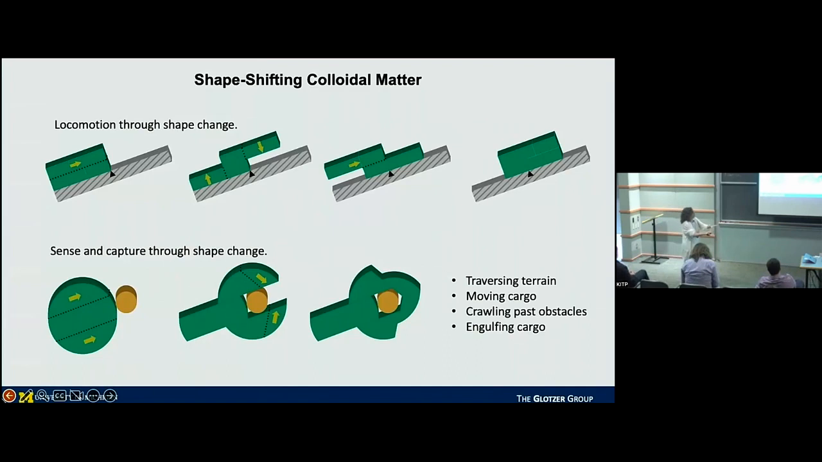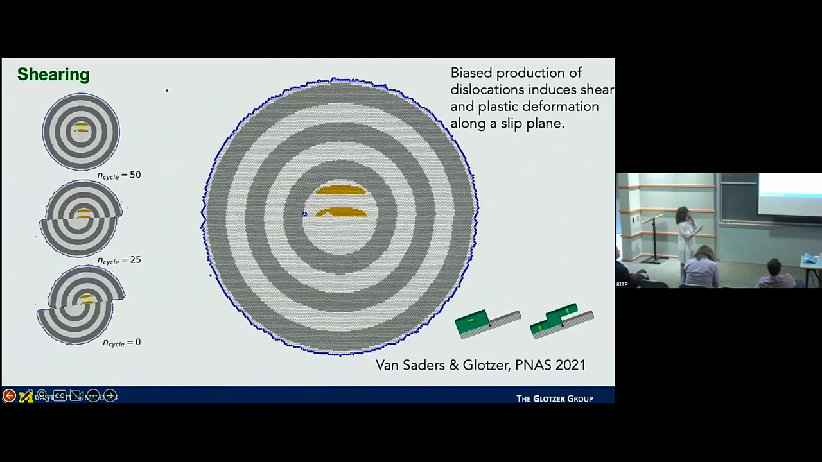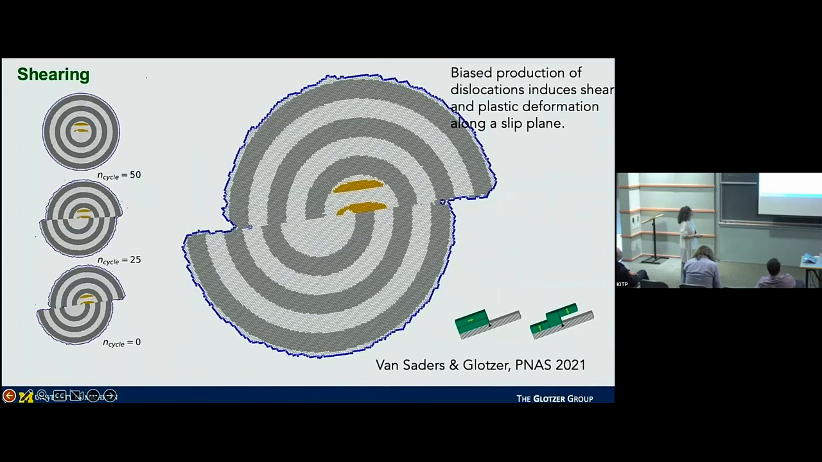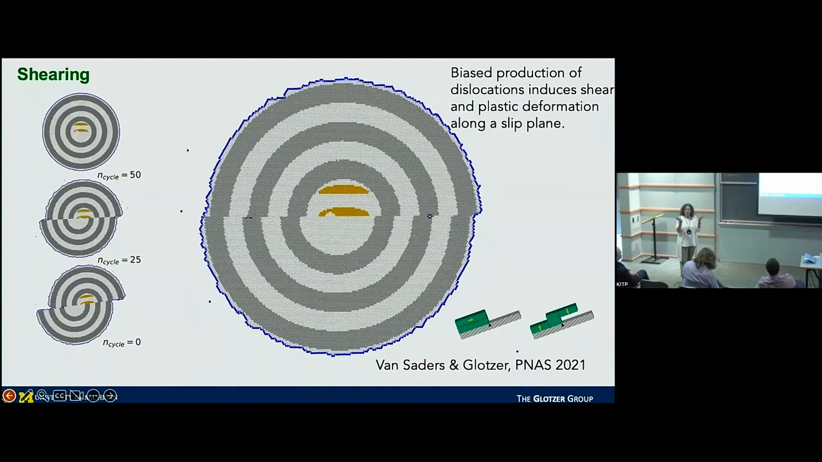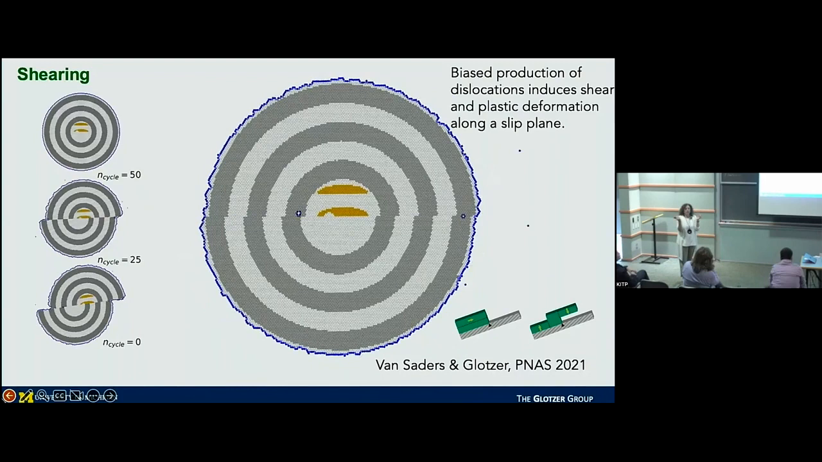Or if you wanted to sense something and then capture it, how do you do a morphological change like this? This is work done by my former student, Brian Van Saters, who's assistant professor at Drexel, where he said, well, what if we take a simple colloidal crystal of spheres and put in a swellable cluster, and swell it and deswell it, again and again? What that does is, when it swells and deswells, it produces dislocations. And depending on the shape of the swellable cluster, you can control where the dislocations are created and in which directions they go, which is why the swellable cluster looks so weird.